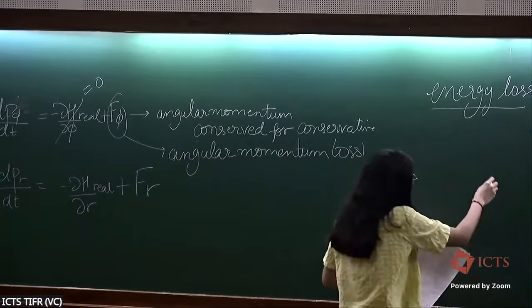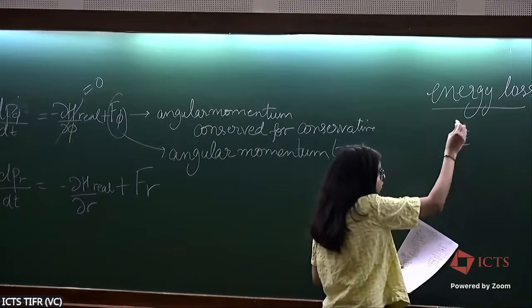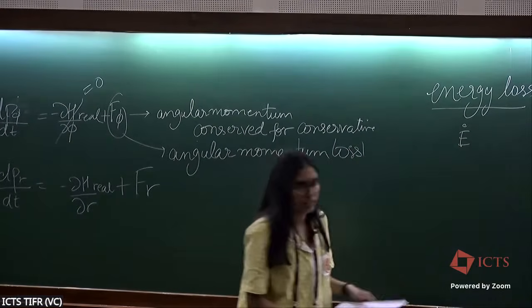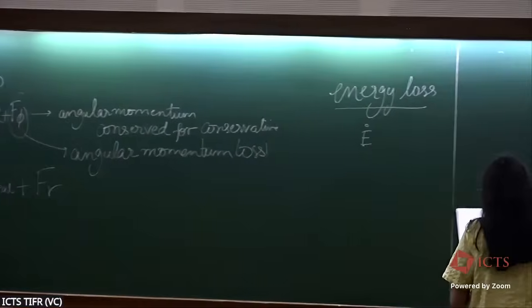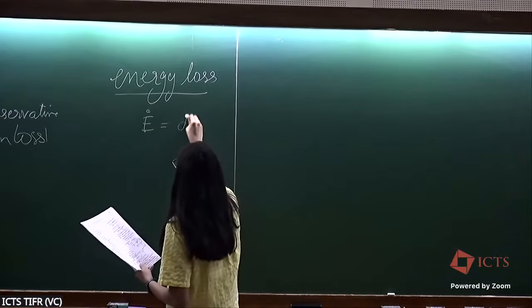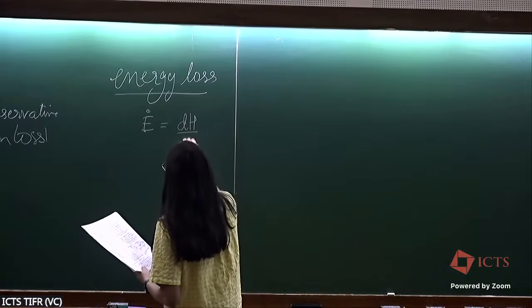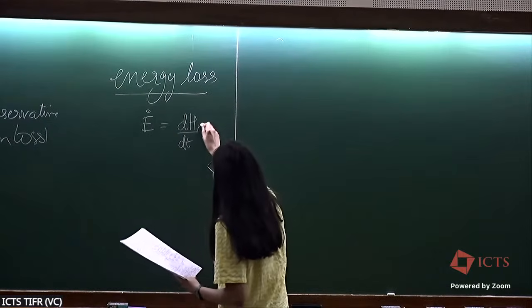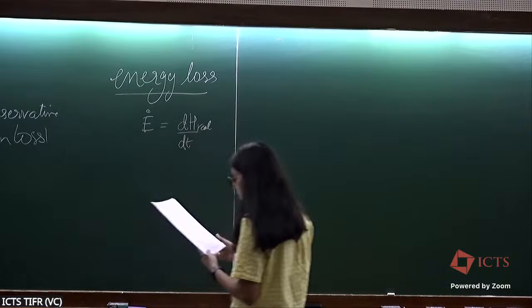The energy loss is nothing but E dot, which is what we want to compute, where dot is a derivative with respect to time. So what is the energy? It's nothing but the Hamiltonian. So what we are looking for is dH over dt, let's say real here, or any H, let's say.